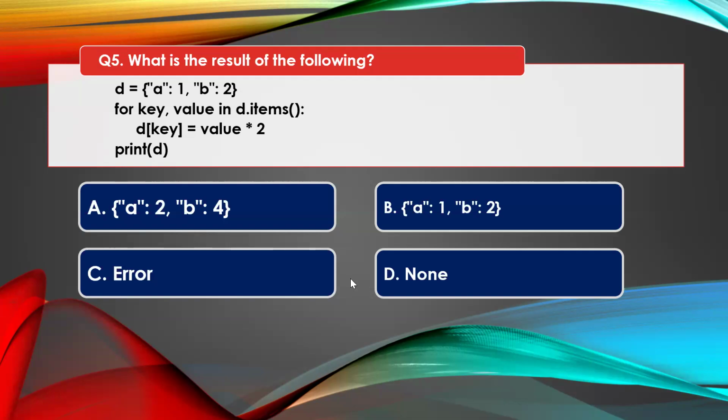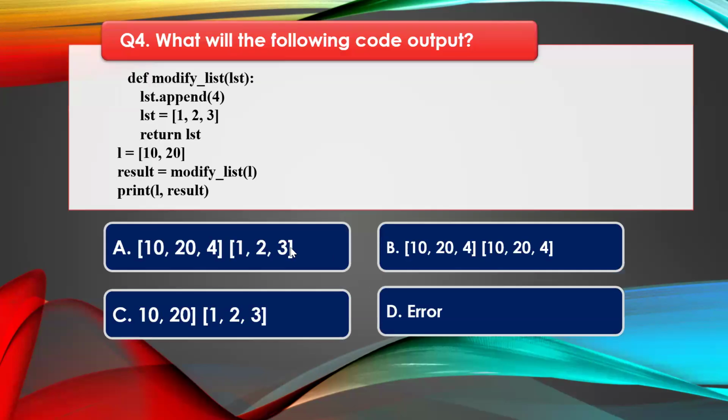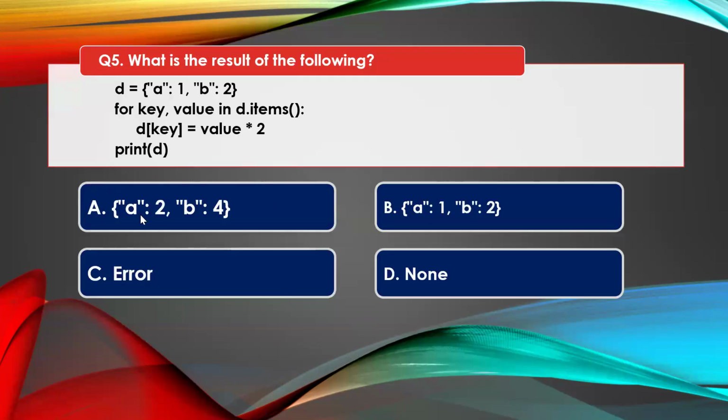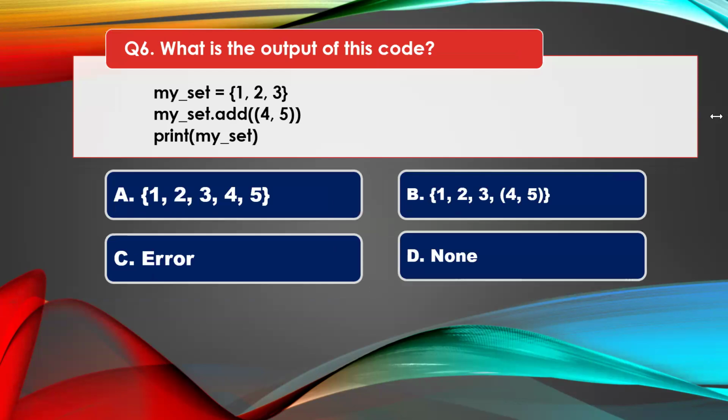Now, yeah, the first answer, that is, A is the correct answer, guys. It's very simple. We are getting all the keys into the keys variable, and to that keys, we are adding a new value. Whatever value is there, into 2. 1 into 2 is 2. Second one, B key, 2 into 2 is 4. That is, A equals 2, B equals 4. It's a very simple one. Okay. Now let's take the next one.